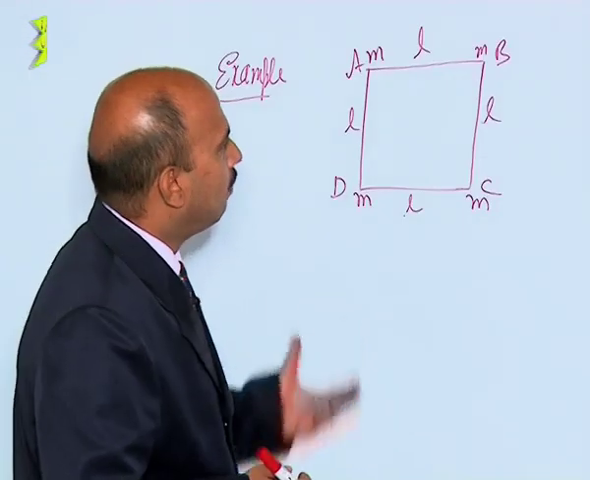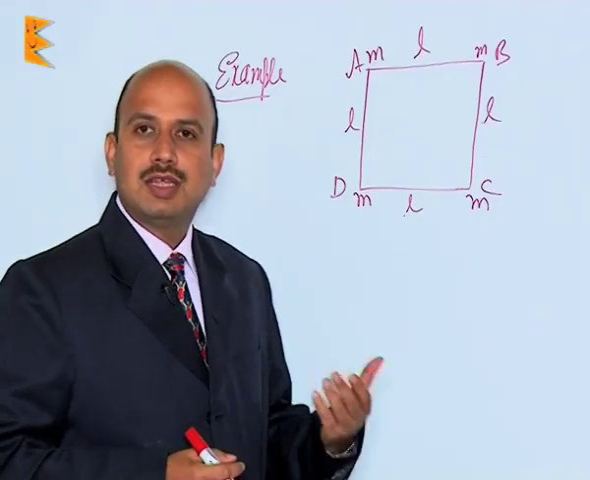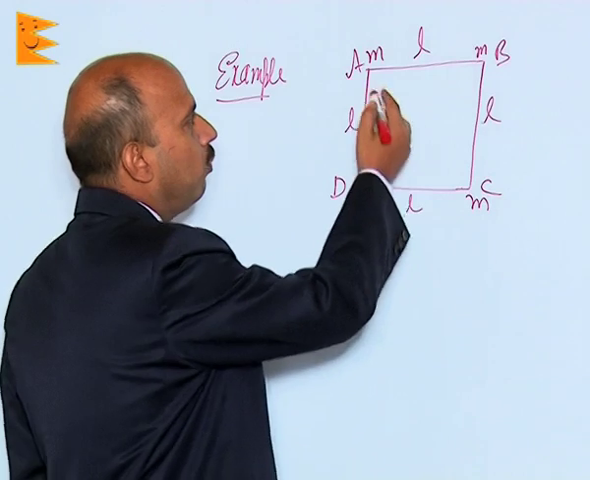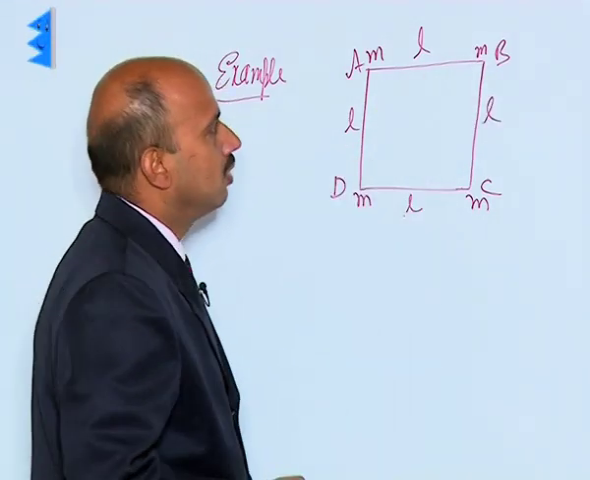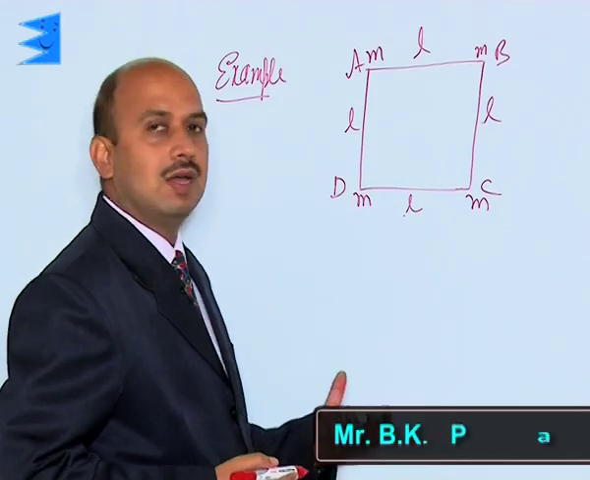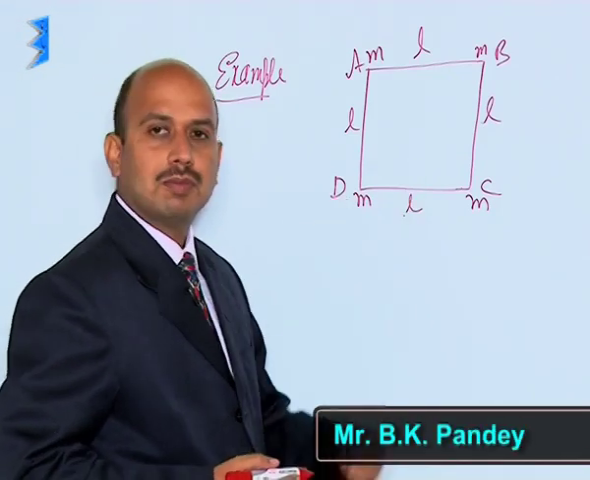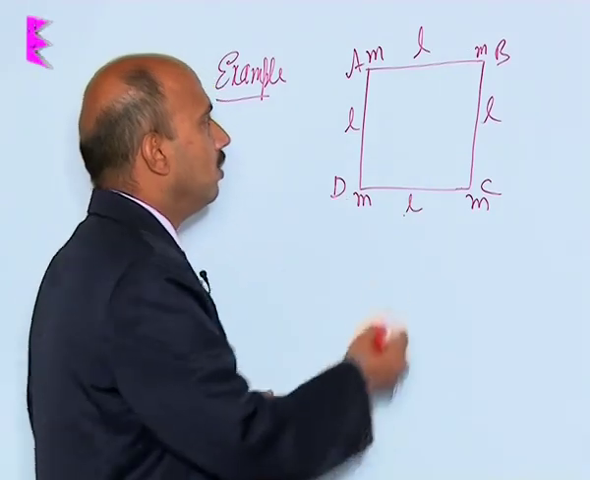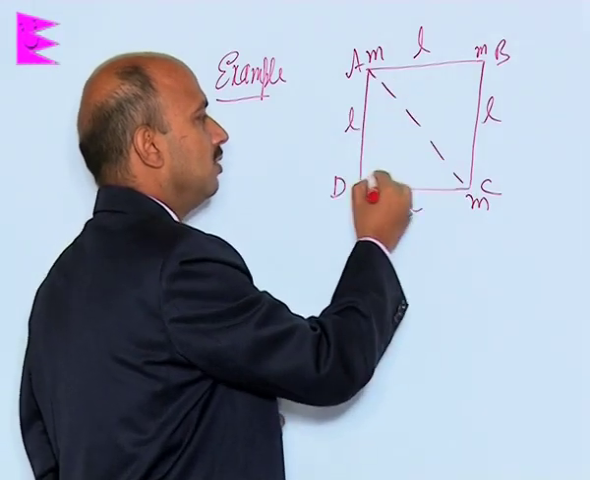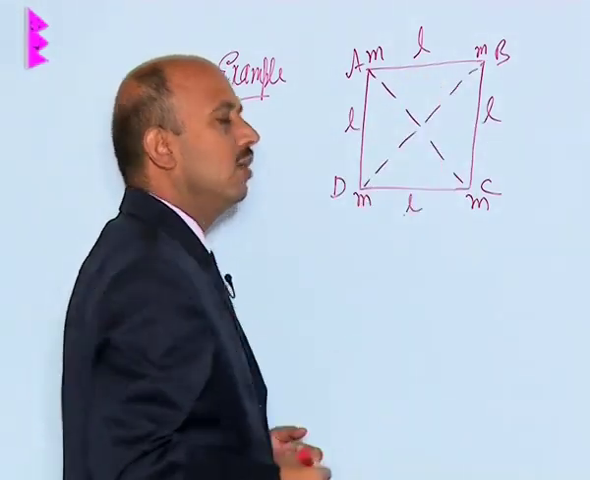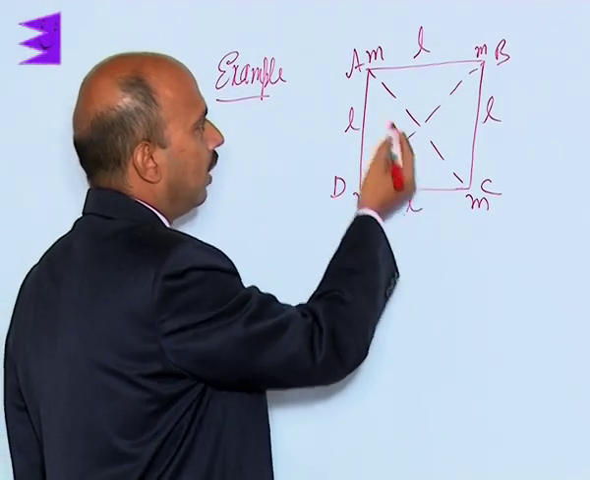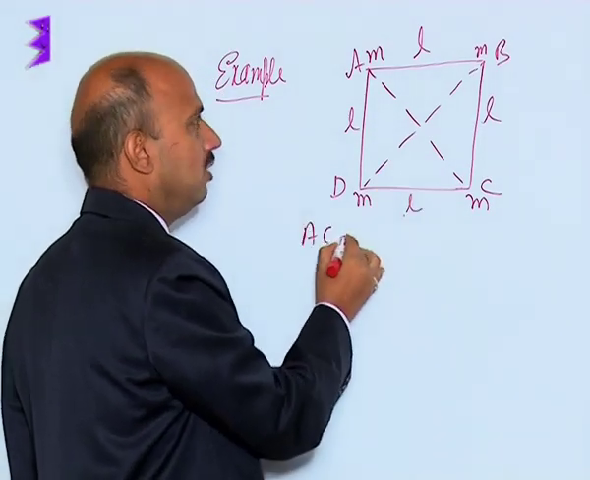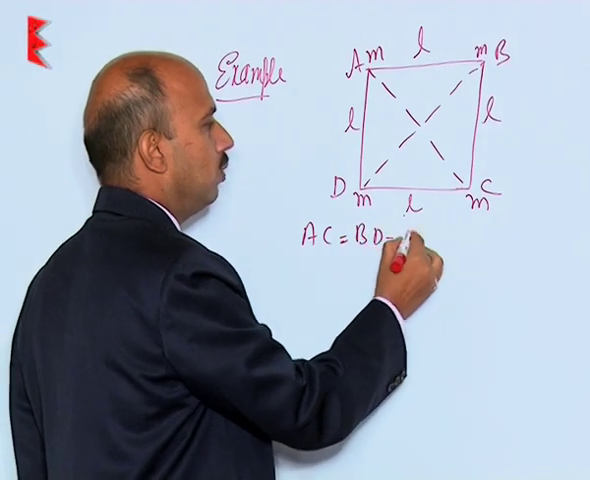Now, see this example related to gravitational potential energy. Suppose there are 4 masses placed at the 4 corners of a square of side L. Now, you have to find out the gravitational potential energy of the system. First, we will calculate the diagonal. Diagonal will be coming here. You can take any one: AC is equal to BD is equal to L root 2.